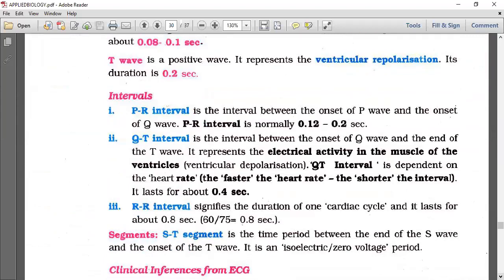Let us try to read this PR interval and QT interval. Okay, PR interval is the interval between the onset of the P wave and the onset of the Q wave. Onset means beginning. You can write in that form. P wave, beginning of the P wave to the beginning of the Q wave. It lasts about 0.1 to 0.2 seconds. Okay, next QT interval is the interval between the beginning of the Q wave to the end of the T wave. It represents electrical activity in the muscle of the ventricle.